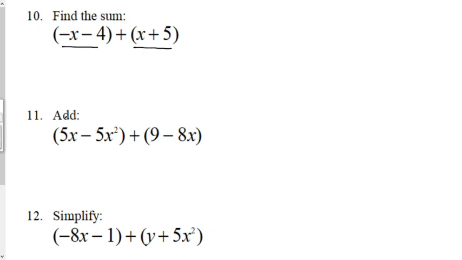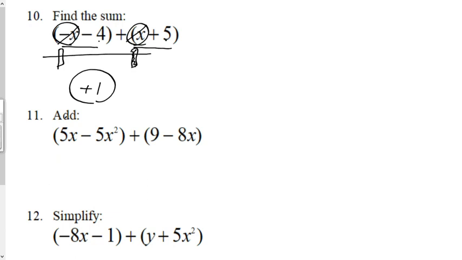So with this binomial and this binomial, the like terms would be a negative x and a positive x. And if you're having difficulty, sometimes it helps to think of it as a picture. And we know that when we combine those two, they're algebraic zero pairs, which means they make nothing. And a negative 4 and a positive 5 would mean the sum of that binomial plus that binomial ends up being just the number 1.